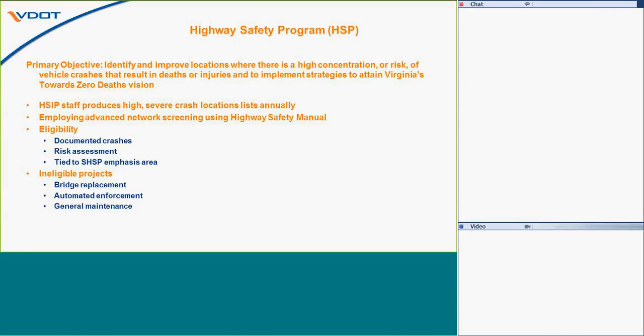The eligibility of projects requires documented crashes and a risk that's assessed, and they have to be tied to the Strategic Highway Safety Plan, the SHSP emphasis areas. Because, again, the HSIP and SHSP are integrally linked. Ineligible projects as part of the program are basically bridge replacement, automated enforcement, and general maintenance activities.